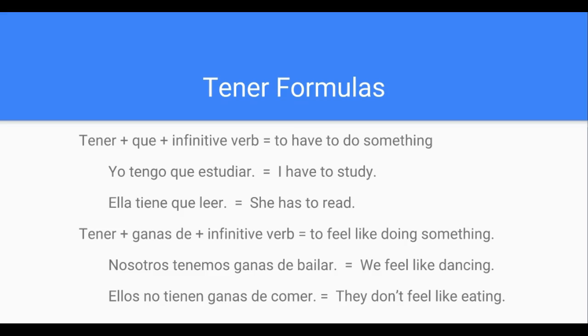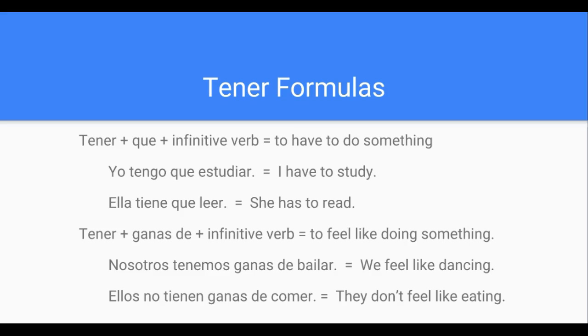She has to read. Another formula we use is tener plus ganas de plus an infinitive verb to express that someone feels like doing something. Examples: nosotros tenemos ganas de bailar. We feel like dancing. Ellos no tienen ganas de comer. They don't feel like eating.